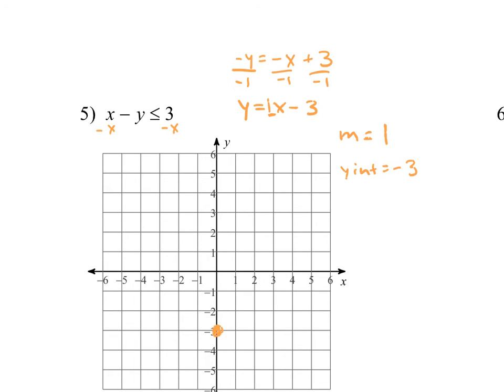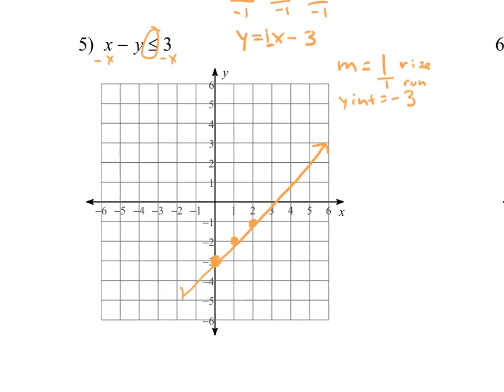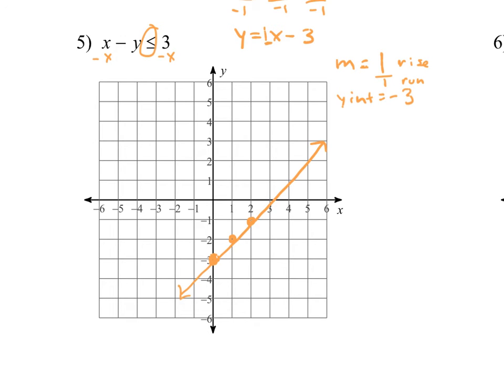How do we make 1 a fraction? Just put it over 1. So our rise is 1 and our run is 1. So we go up 1 over 1, up 1 over 1. Do we connect these dots with a solid line or a dotted line? Solid line, since it's less than or equal to. Now we need to figure out where we're going to shade. How do we do that?